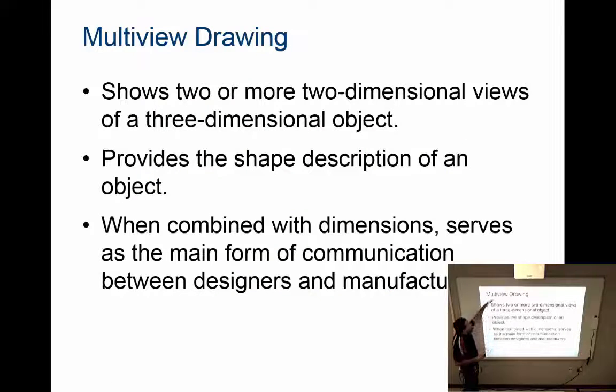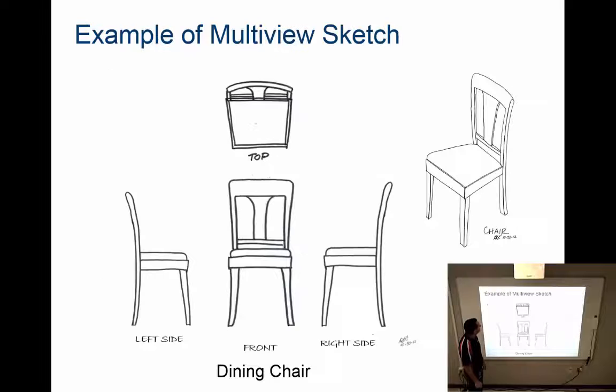A multi-view drawing will show two or more sides of a three-dimensional object. The multiview provides the shape description for that object, meaning I identify the contour. And when we combine the multiview drawing with dimensions, it serves as the main form of communication between the designer of a product or object and the person who's going to be manufacturing that for us.